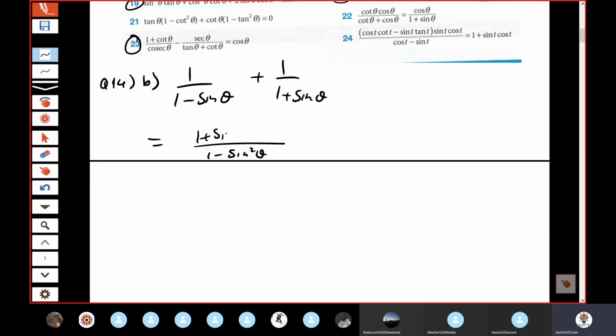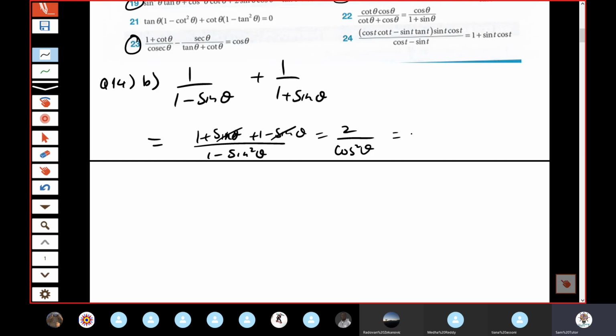1 plus sine, right? 1 minus sine. Sine and sine cancels out. 1 plus 1 is 2. 1 minus sine squared is cos squared. You agree with that, Giovanni? 1 minus sine squared is cos squared.